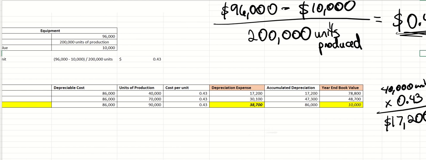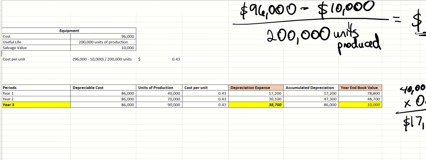Now that book value is just what it is. Which means that in year two, the depreciable cost of $86,000 is still there. It's just letting us know that it's going to start there when it comes to depreciating the asset. Units of production is 70,000, so it went up by 30,000. Cost per unit is still the same, 43 cents. So the depreciation expense also went up significantly, to $30,100. As we can see, the depreciation expense recorded is more aligned with the units that were produced.